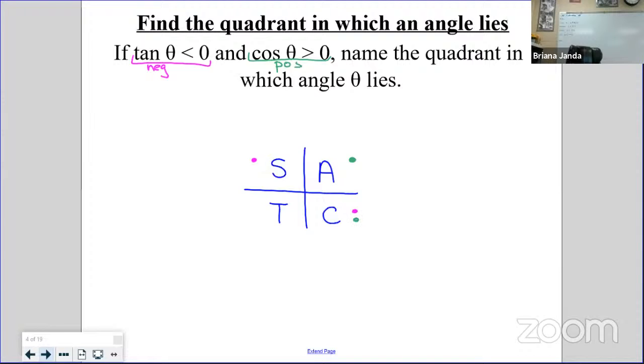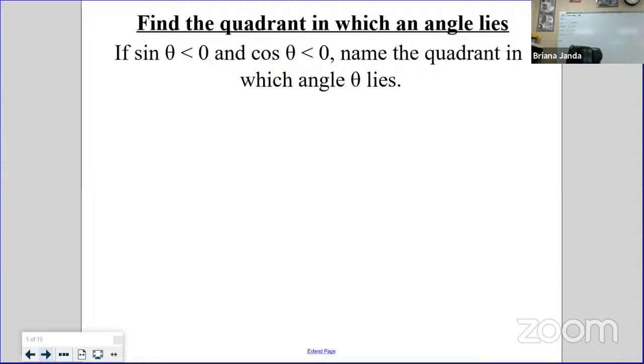Okay, so do you see what happened? Right? It would be in quadrant 4. So what quadrant would both of these work? Where I could draw this angle? Quadrant 4. Questions? Okay. You try thinking through one with a very similar setup. What quadrant could this angle theta lie?